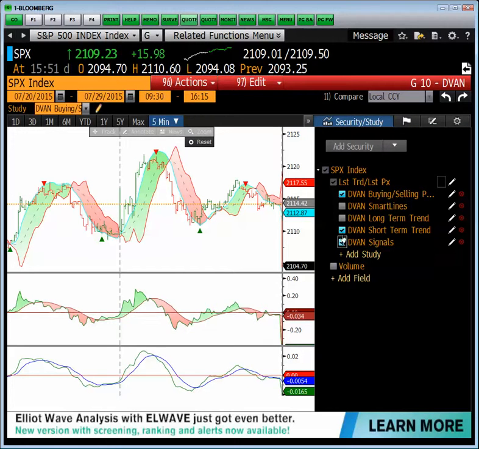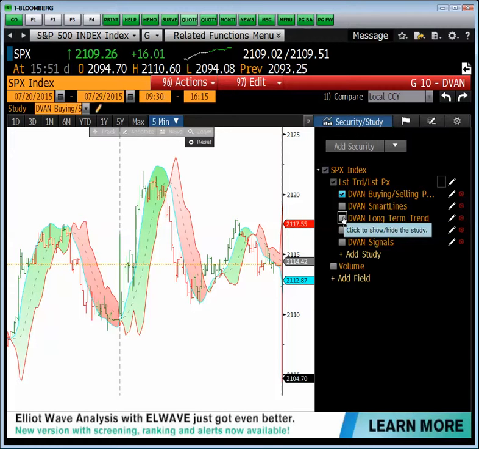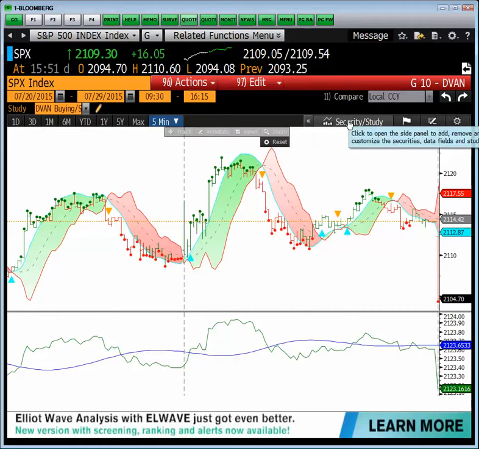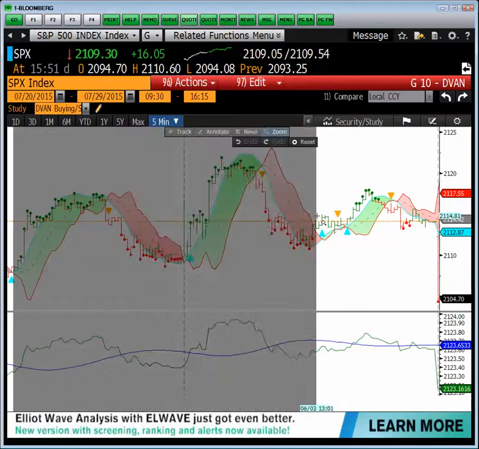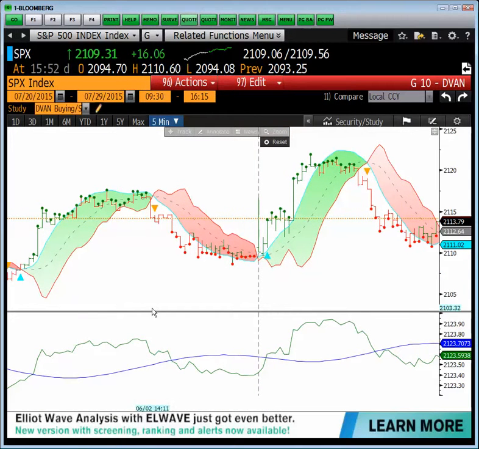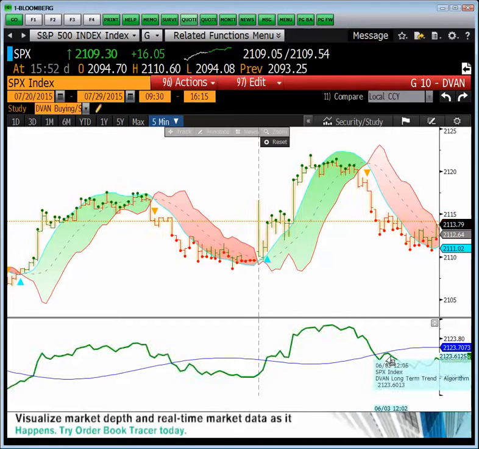I'm going to take short-term trend off and DVAN Signals off and add DVAN long-term trend. DVAN long-term trend consists of 3 parts. Going to make the chart a little bit bigger so you can see the dots. The 3 parts are a cumulative indicator running below in a panel below. This creates an overall bullish or bearish bias in the security.